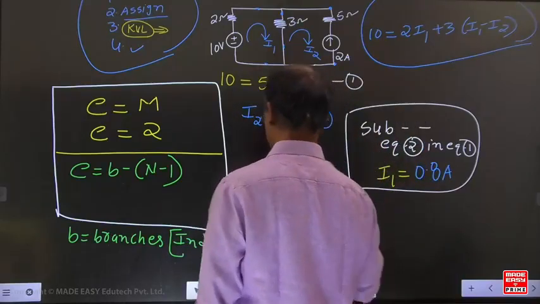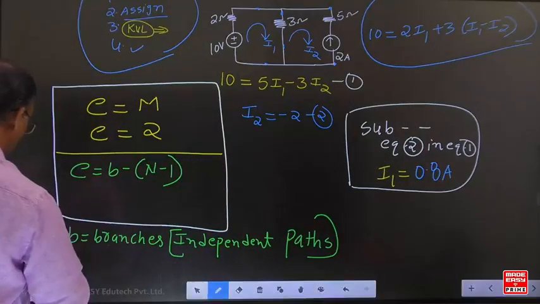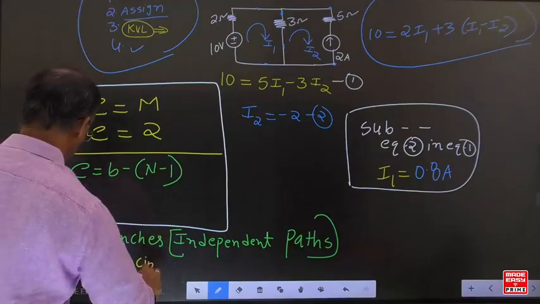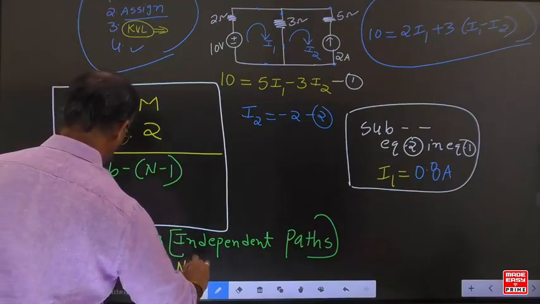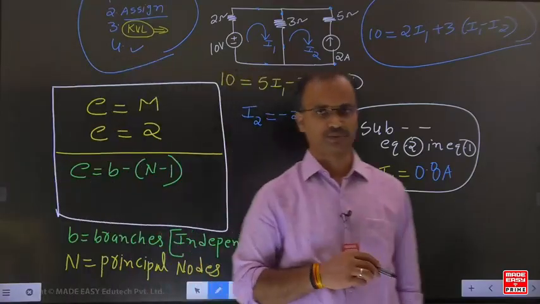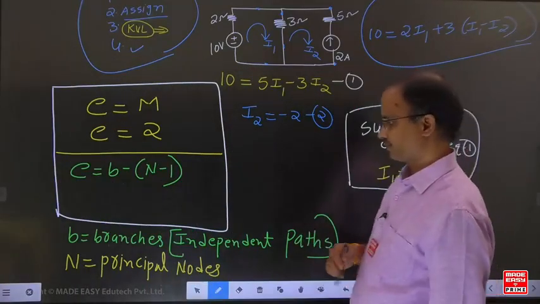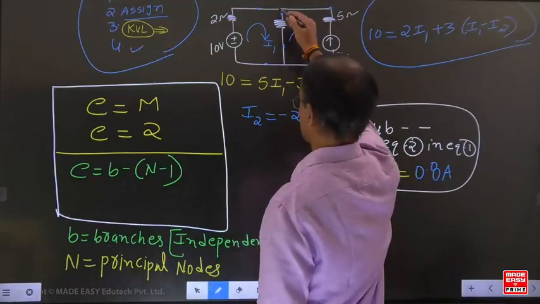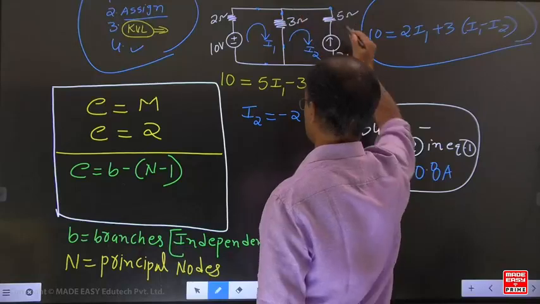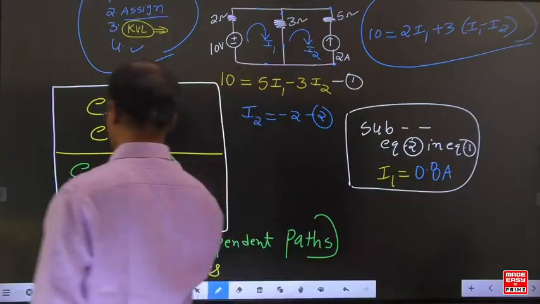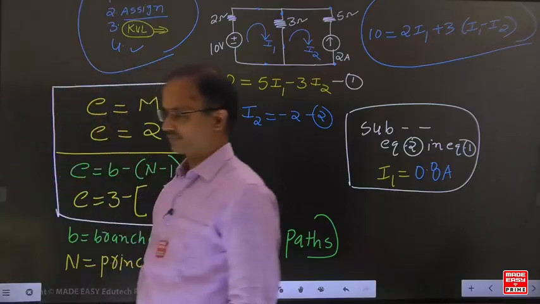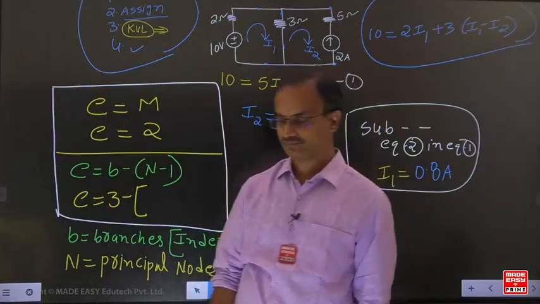Now for this example, the meaning of n is total number of principal nodes. Now for this example, independent paths. देखो जी कितना है independent paths? देखिए independent path 1, 2, other one is a 3. That means for this particular example, number of independent paths are 3.